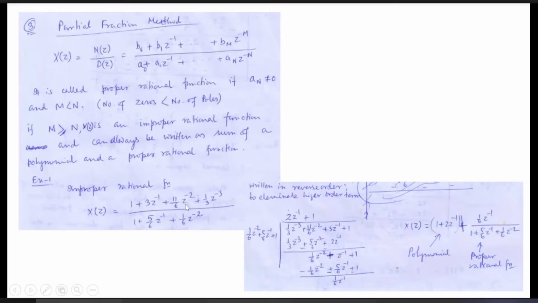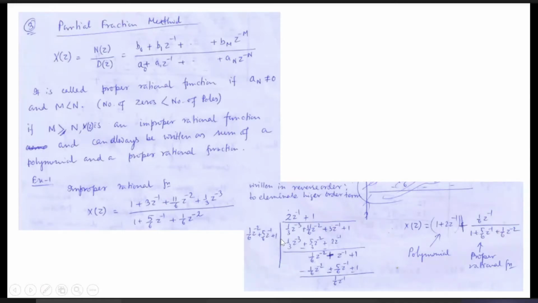So the simple method is you have to divide this one. Okay? You have to divide this one this way, and you will get the proper rational function. So first you see how we will convert that. We take the divisor and dividend. Okay?